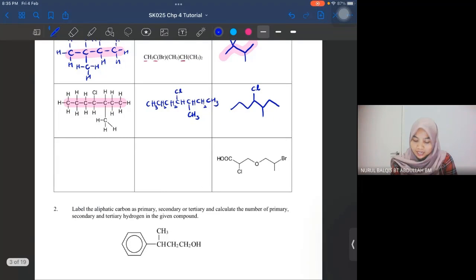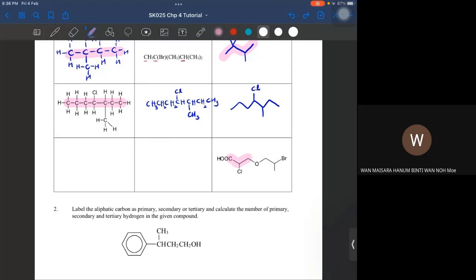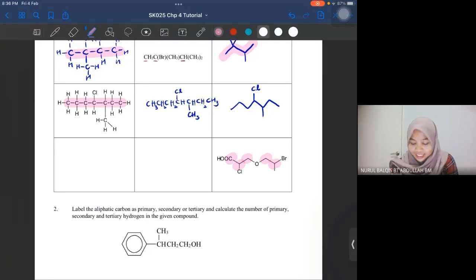Then, yang ni ada a few functional groups present. Okay, no worries. Kita buat satu-satu. So, longest carbon chain. What is the longest carbon chain? How many carbons altogether? 1, 2, 3, 4, 5, 6. Is it? Kita nak ambil 5 ke kita nak ambil 6? 6. Okay, 1, 2, 3, 4, 5. Okay, kita boleh stop dekat tu.